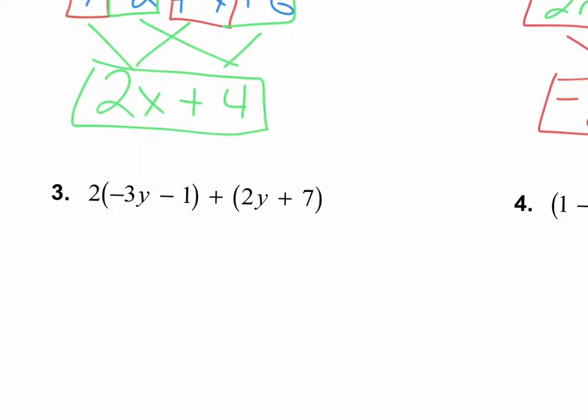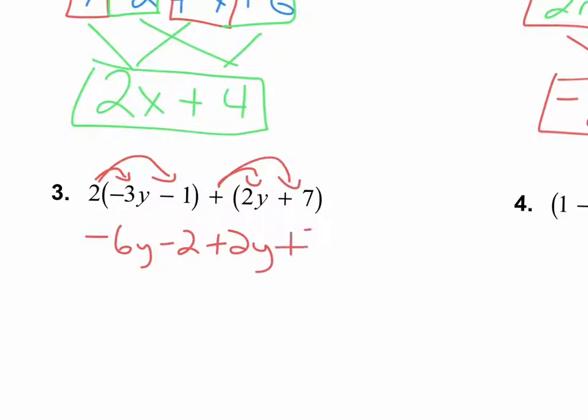Alright, so here we have to distribute this negative 2 because we do multiplication first. So negative 2 times negative 3y would be 6y. Negative 2 times a negative 1 is a positive 2. And then it's a positive, so positive 1 times 2y would be a positive 2y. Positive 1 times a positive 7 is a positive 7.